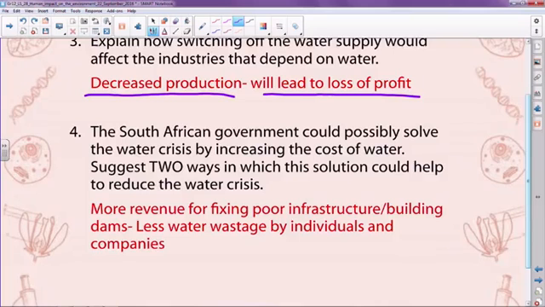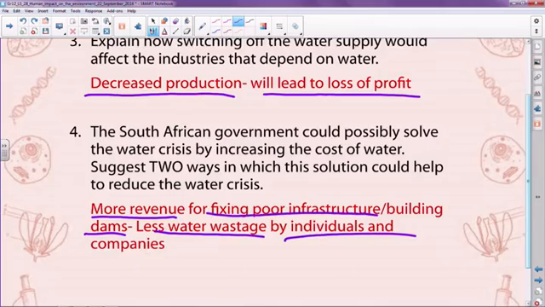name 2 ways in which a solution could help to reduce the water crisis if government puts water up too much. More revenue for fixing poor infrastructure, so now they'll get money in to fix the infrastructure. In other words, they can build dams. Less water wastage by individuals and companies. If you see a tap dripping and you're paying a lot of money for water, what are you going to do? You're going to turn the tap off. It's very simple. Okay, that's how they do it. That's why they put prices up on water and electricity and all of this.